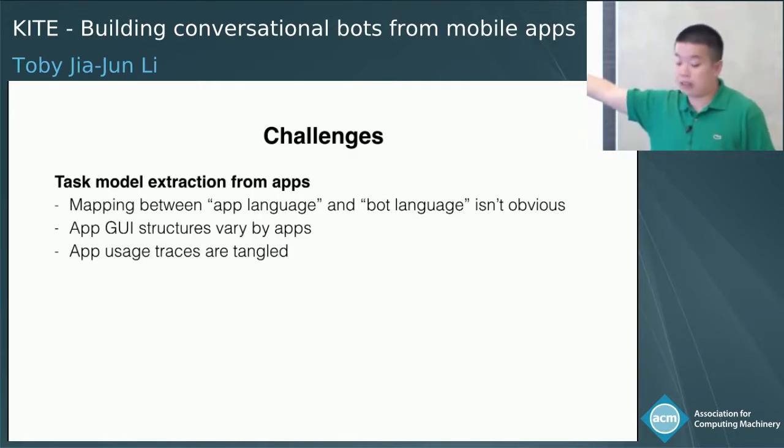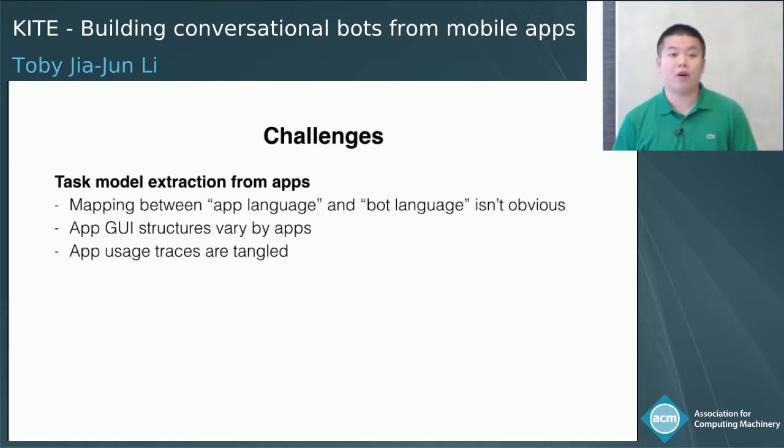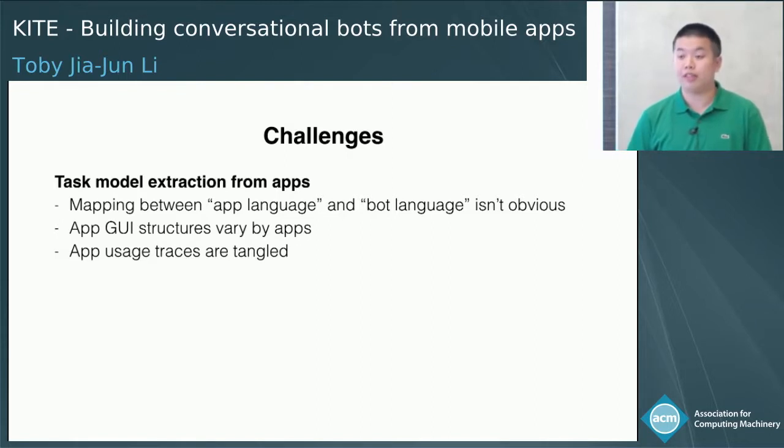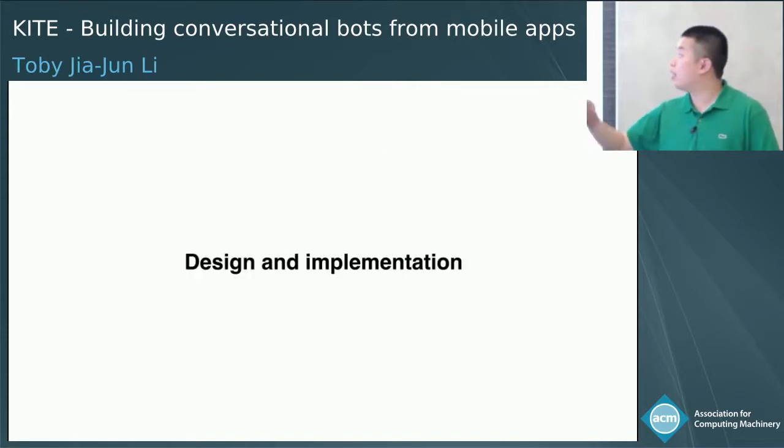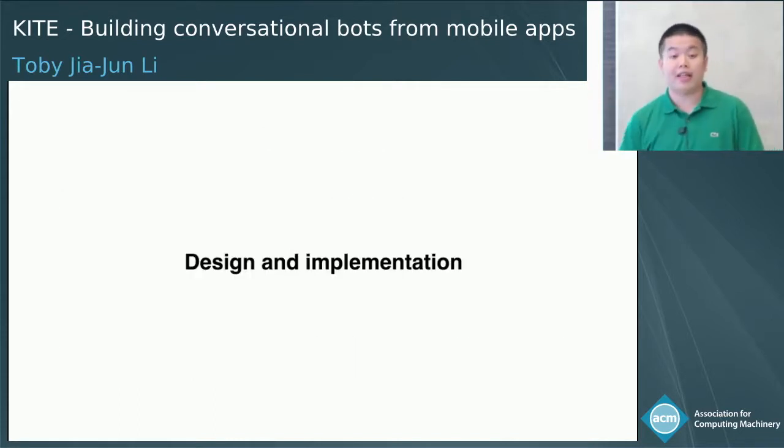The GUI structures of different apps vary a lot. Traces collected are often also tangled, so it's hard to extract a task model in bot languages from apps. When generating the conversation layer, we also face a problem of the lack of domain-specific corpus, the lack of semantic context in our inputs from apps, and the need to generate non-factoid questions in conversations. Let's look at the design and implementation of KITE and see how we address those challenges.